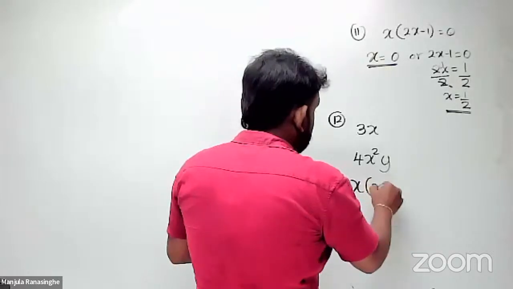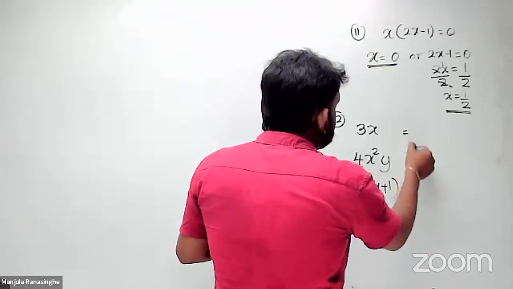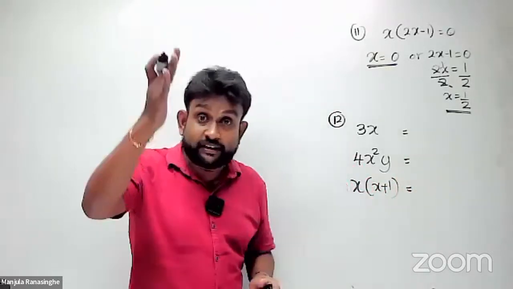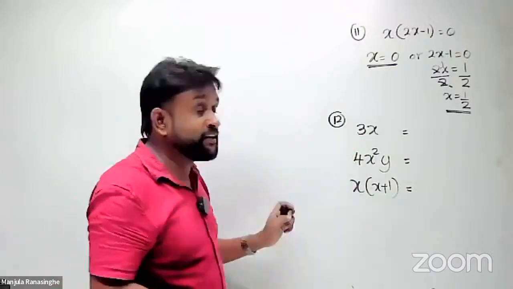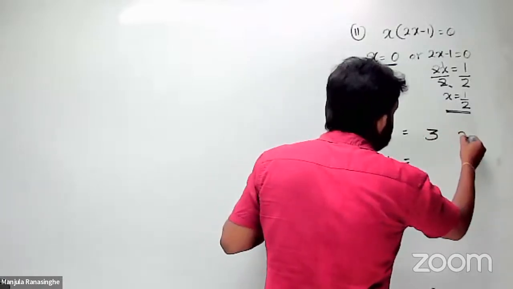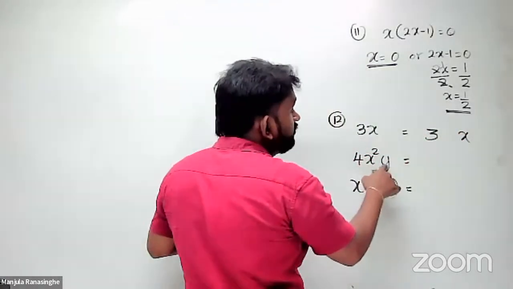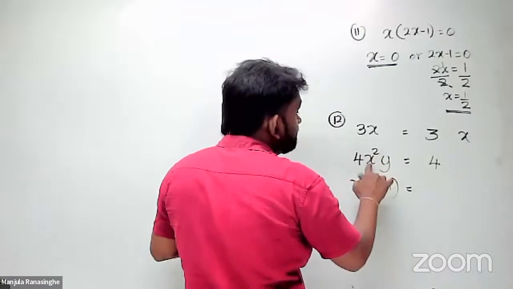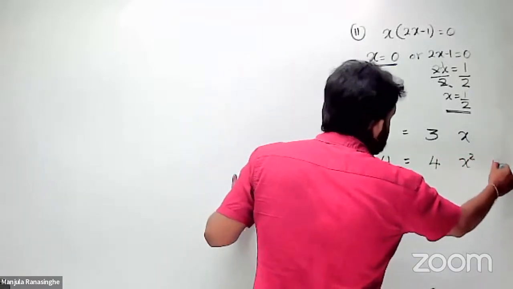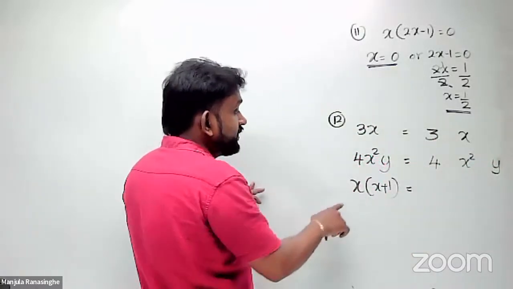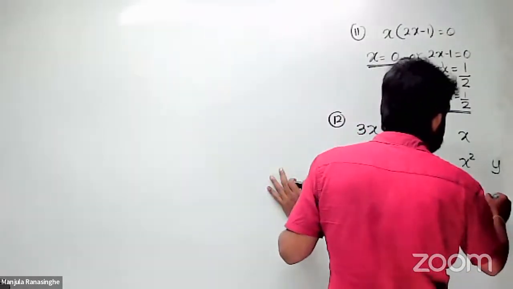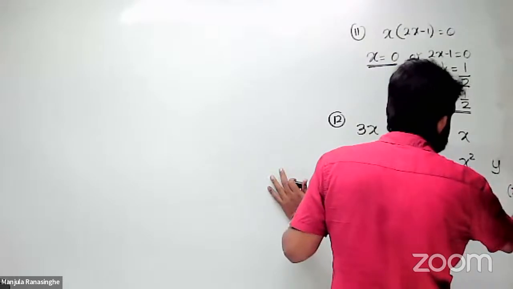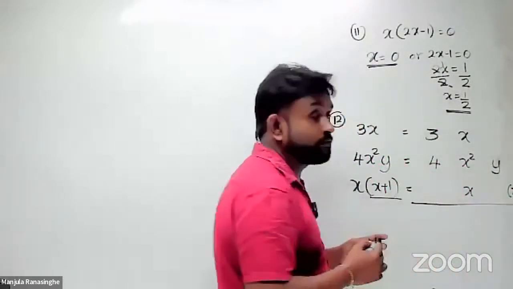X into x plus 1. Now what I do, I expand the terms, aligning the similar terms vertically. So 3x, how it happens? 3 and x there. Then 4x squared y, numeric under numeric, x under x, y under y. This is how you separate. Then x under x here, and here x plus 1, that is an expression, right? Expression x plus 1 at last.